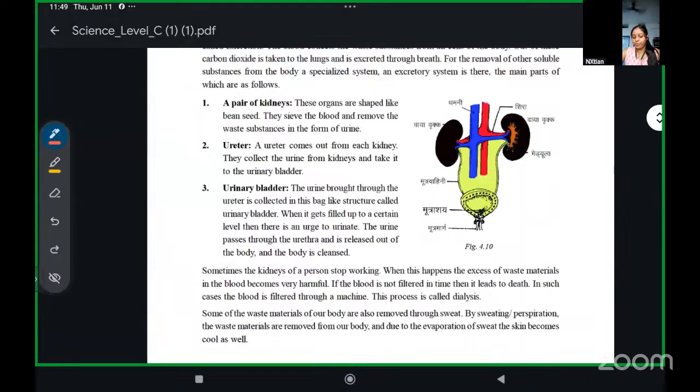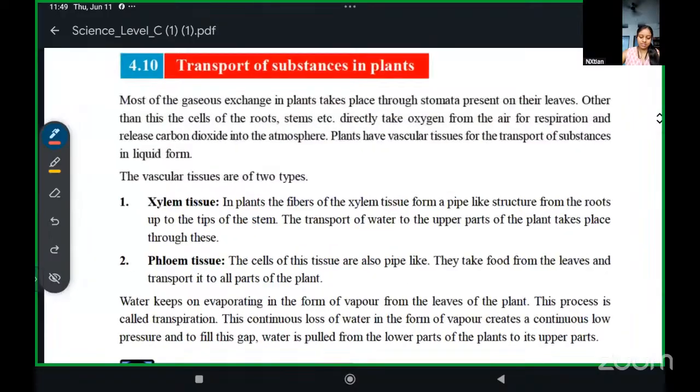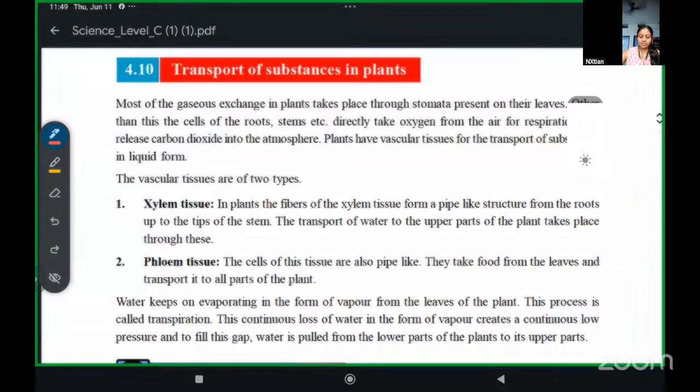Now, kidney failure is of two types. We have chronic kidney disease and acute kidney failure. One is where the condition goes on for years. Chronic means gradually, throughout the years it spreads, and acute is a condition where it happens suddenly. Suddenly a kidney infection happens and the kidney is damaged. Under both conditions a person needs dialysis. Then we studied transportation of substances in plants.